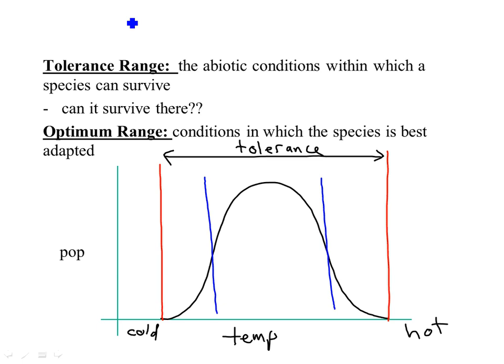So this range in here is optimum. Okay? So that's the difference between the two. Does that graph make sense? So remember, population, this means lots of people or lots of organisms, whatever it is. Okay? All right? So again, two terms. Tolerance: you could eke out a living there, but barely. But optimal is the best. You can flourish in that situation.